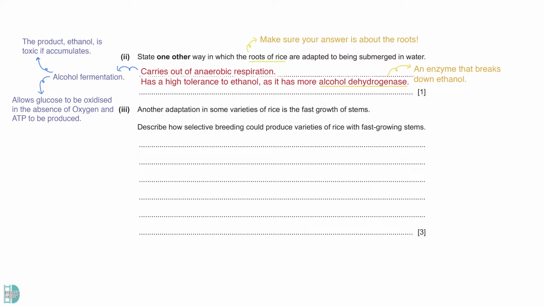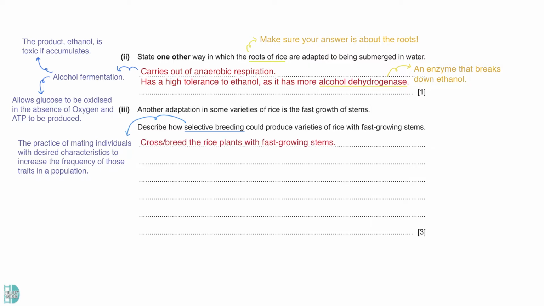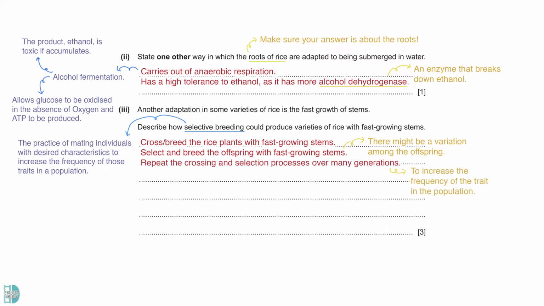3. Describe how selective breeding could produce varieties of rice with fast-growing stems. Selective breeding is the practice of mating individuals with desired characteristics to increase the frequency of those traits in a population. To do this, farmers select those individuals with fast-growing stems and cross them. The offspring produced may or may not have the desired characteristics. So, they select and only breed the offspring with fast-growing stems. This process is repeated over many generations to produce a group with a high frequency of that trait.